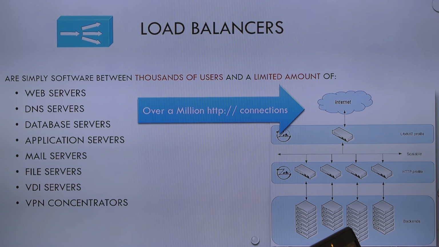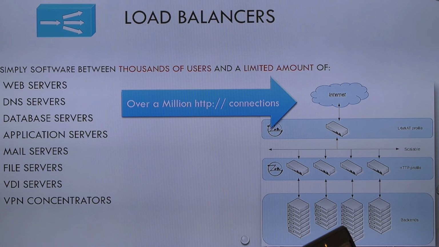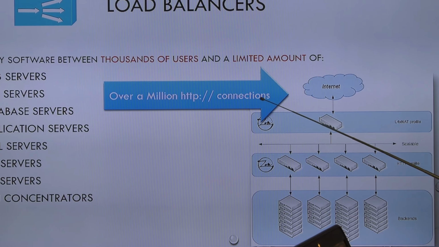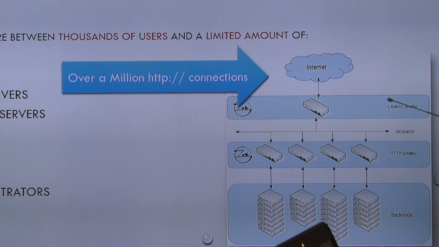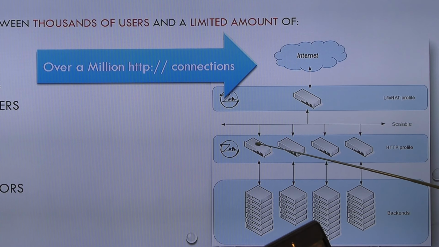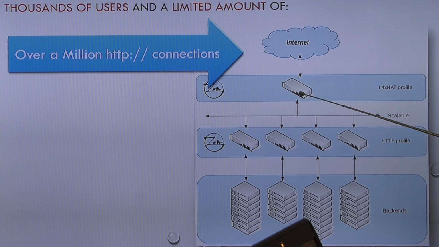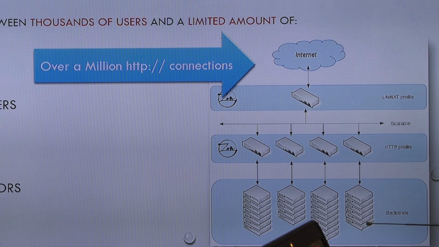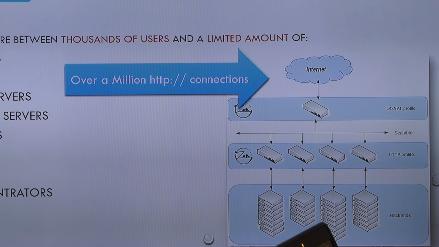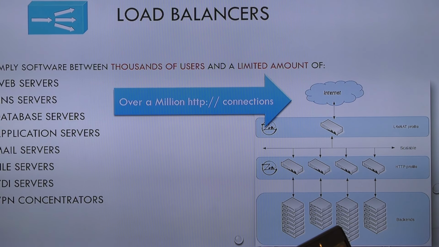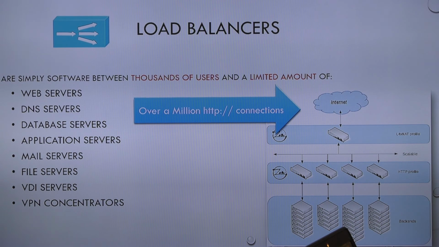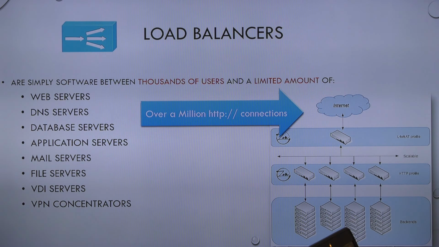Here's an example for this particular company. This particular setup allowed over 1 million concurrent HTTP connections with this present setup. So they had four load balancers, a NAT device, and a huge data center, and they could handle over a million HTTP concurrent connections. That's pretty serious load balancing. So the idea of a load balancer is lots of users, limited amount of whatever, web servers, DNS servers, whatever.